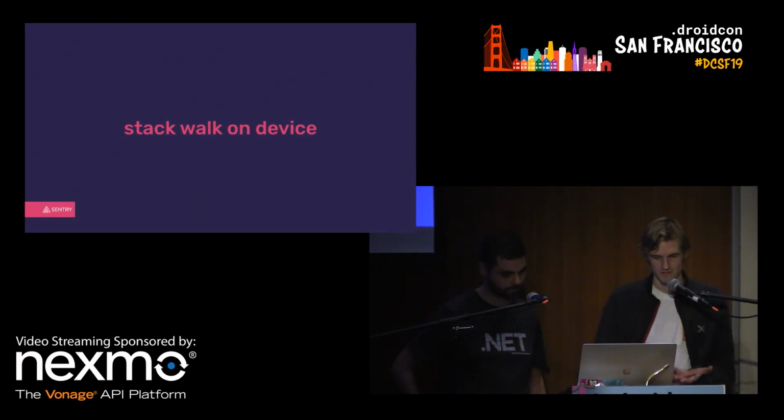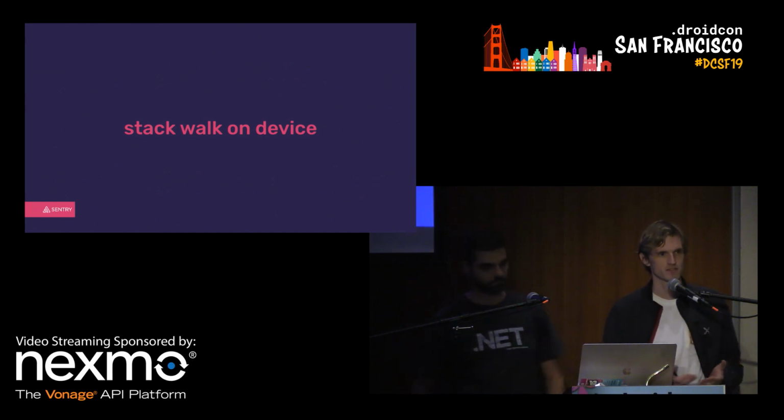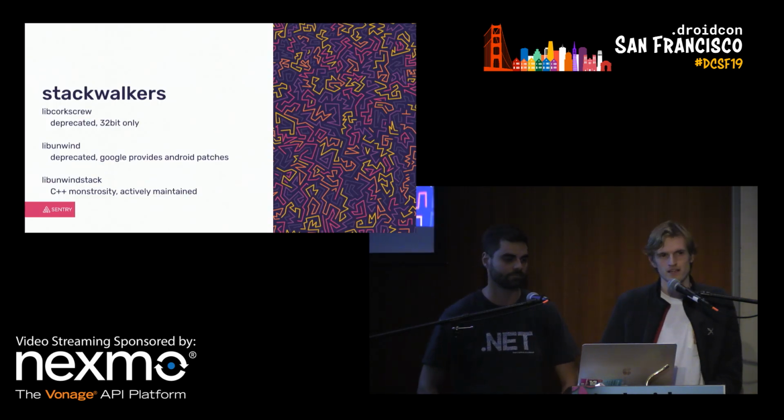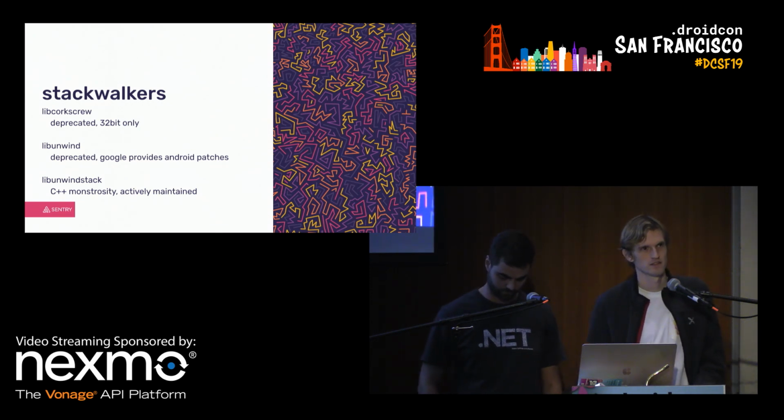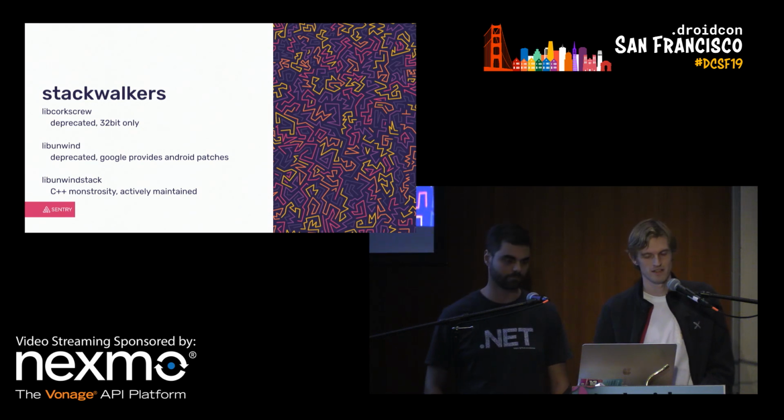So how do we stack walk on a device? We need a stack walker. We can stack walk on a device conceptually because the unwind information is on there. This is the part where the NDK gets really confusing, because we all know that Android can stack walk. It has to. If it crashes on your device, you can actually get a stack out of it. So it's technically able to do that. In the Android source tree, there's a whole bunch of stuff in there that can stack walk.